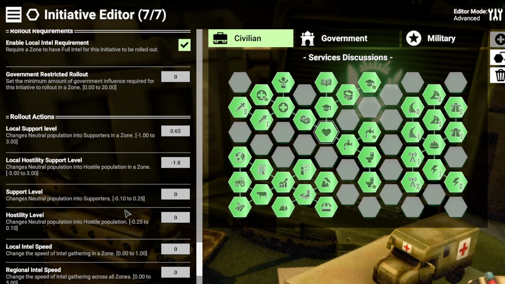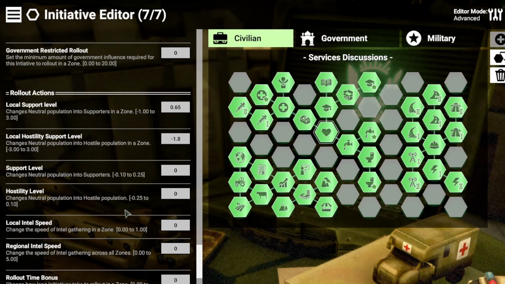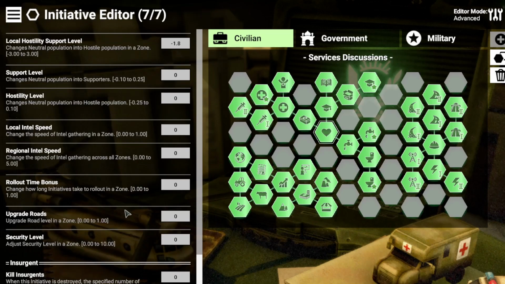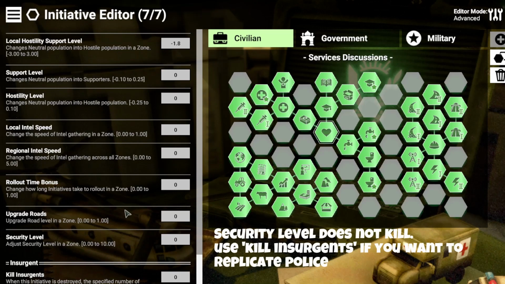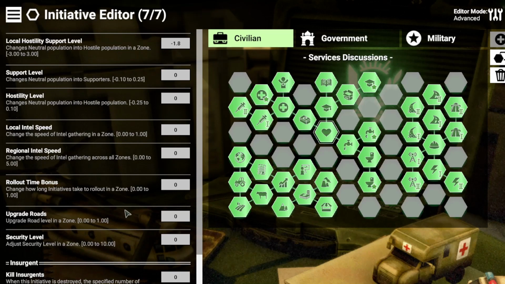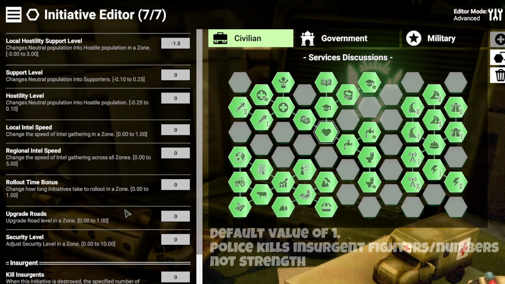Rollout time bonus. Modify the speed of rollout in zones. Uses a percentage system. Upgrade roads. Modify the road level when completed. Uses a percentage system. Values greater than 0.5 might give desirable results. Security level. Modify security when completed. Uses a percentage system. Please use 1. Does not kill insurgents. Kill insurgents. Kill insurgents when completed. Please use 1. Insurgent strength does not matter.